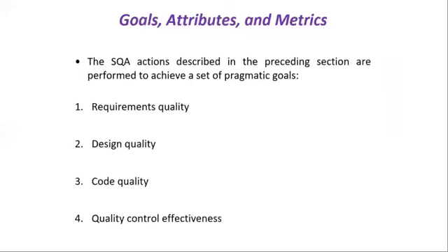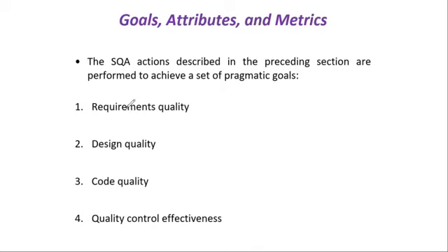Welcome to the online lectures for software engineering. Today we'll begin with the topic goals, attributes, and metrics. In the previous classes, we've studied what software quality assurance is, and we've also studied the different actions or tasks for software quality assurance. Now, why are we going to perform those tasks? Those tasks are performed so that a few goals can be achieved. Those goals are requirement quality, design quality, code quality, and quality control effectiveness.